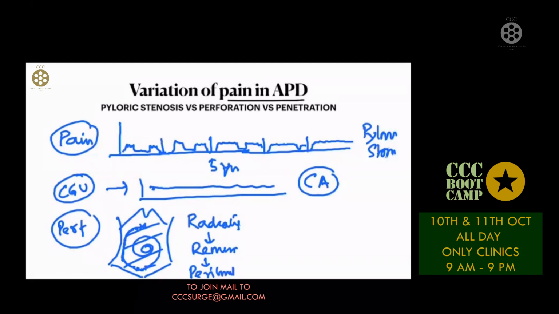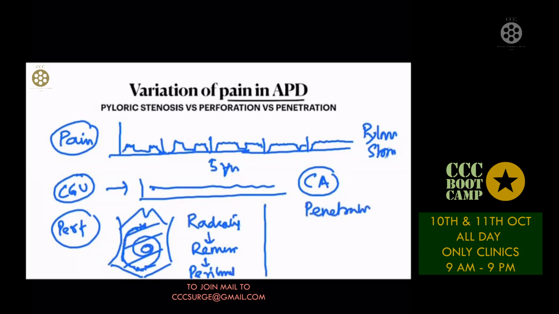Because if you forget this, I can assure you the examiner is not going to forgive you. The next important thing is penetration. Now try to understand what is penetration. Penetration is a condition where this is the stomach and this is the pancreas. So with time there is an ulcer there which goes down into the pancreas.